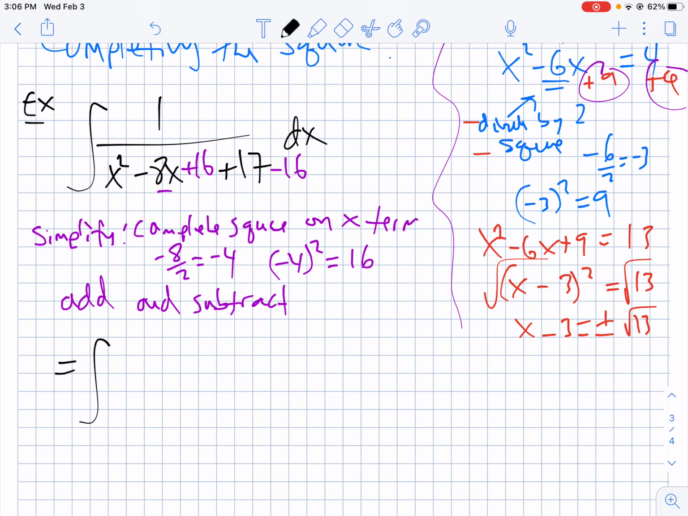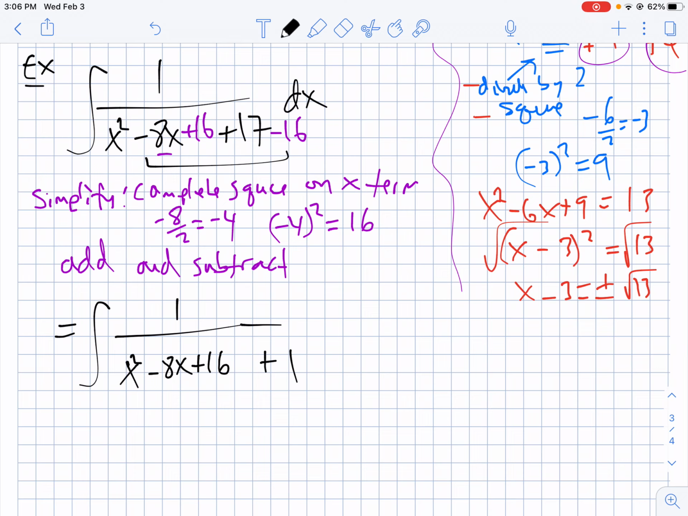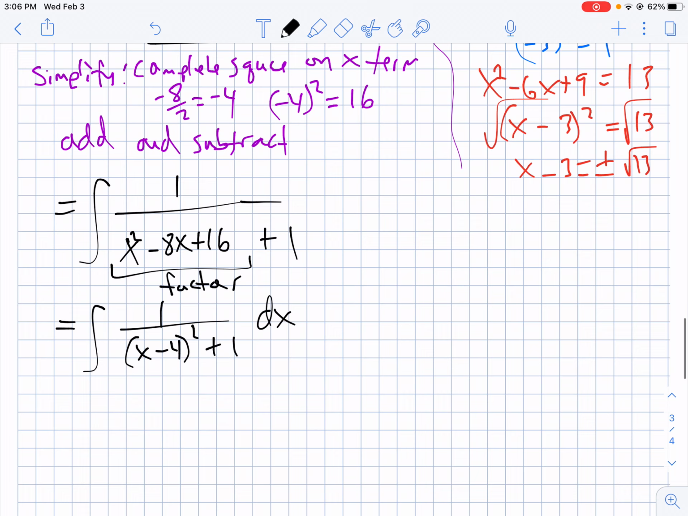Because you can rewrite this as 1 over x squared minus 8x plus 16 plus 1, and you can see that that's the same thing as this. We just split the 17 up into 2 parts by completing the square. Now what I want us to do is factor this. It's completing the square, so it's going to turn into (x minus 4) squared plus 1. And now I see a smile creeping across your face because we could just do a u sub.